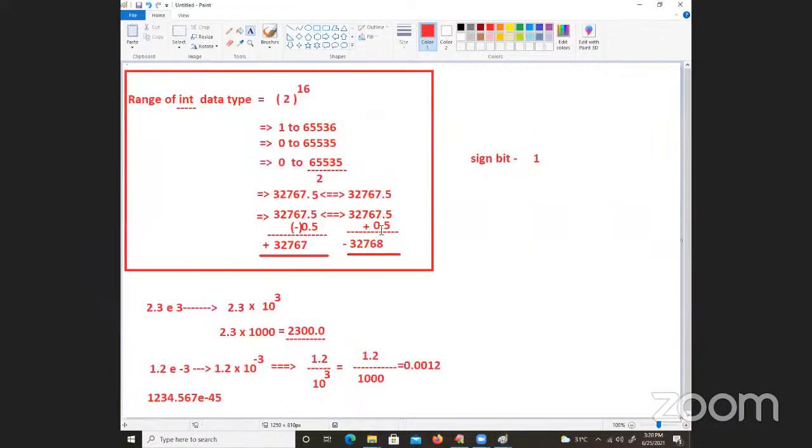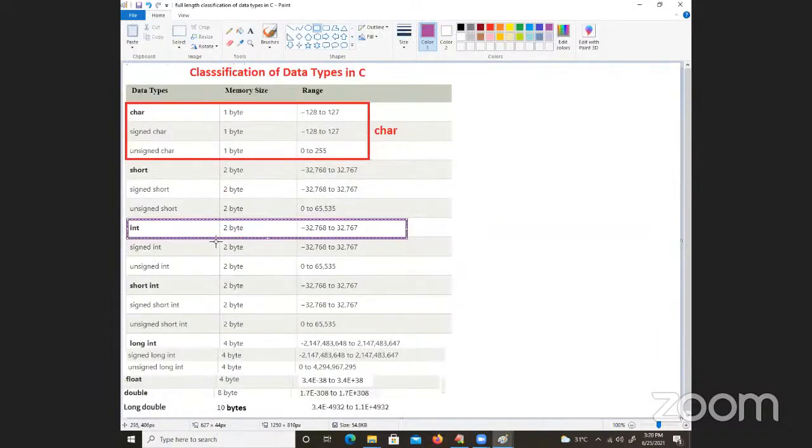See the calculation for int I did: 2 to the power of 16, which is 65,536. This entire big calculation, plus 32,767, minus 32,768. This is called int, which is also known as what? Signed. Int is nothing but signed, meaning positive or negative. One more is without a sign, the unsigned one. It is called int data type.